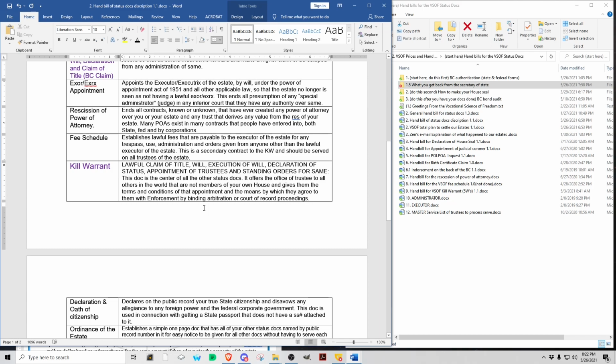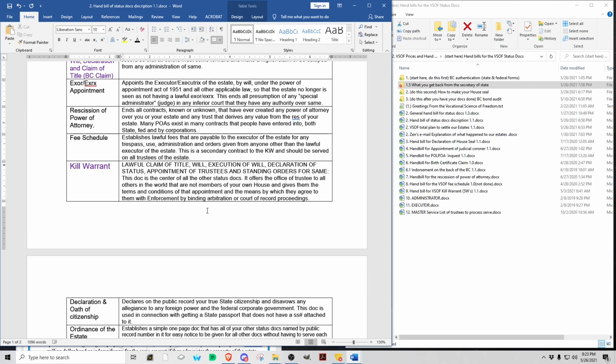All right. Fee schedule establishes lawful fees that are payable to the executor of the estate for any trespass, use, administration, and orders given from anyone other than the lawful executor of the estate, or executrix, which is you. This is a secondary contract to the KW and should be served on all trustees of the estate, meaning anybody that attempts to administer your stuff, or you can send it.